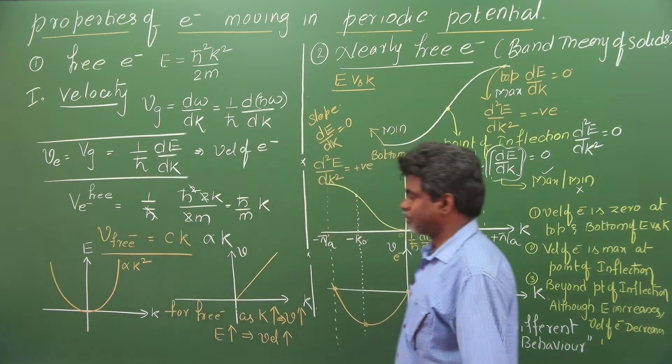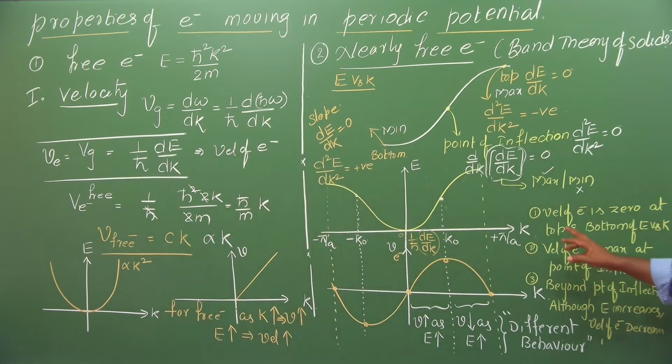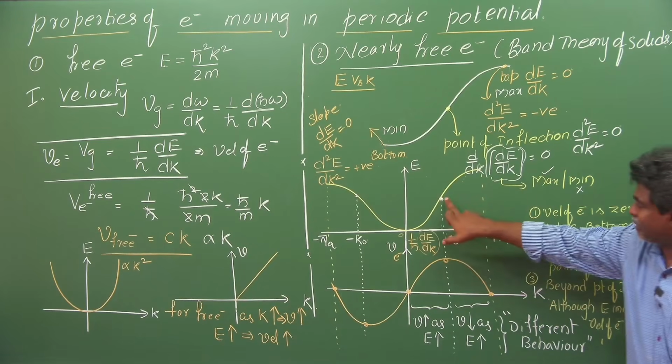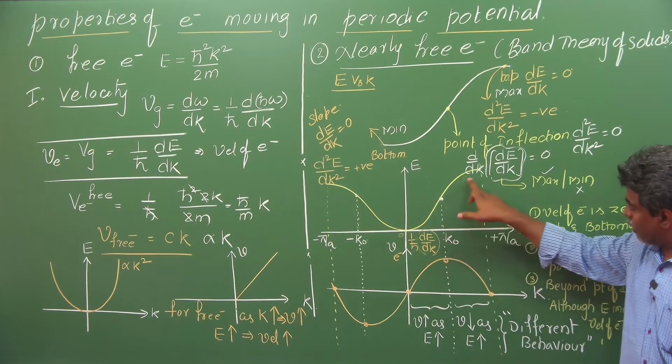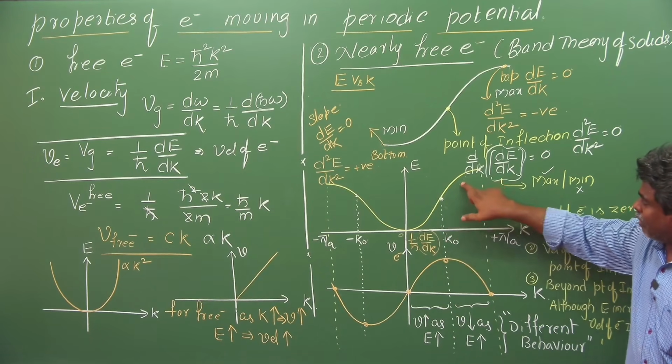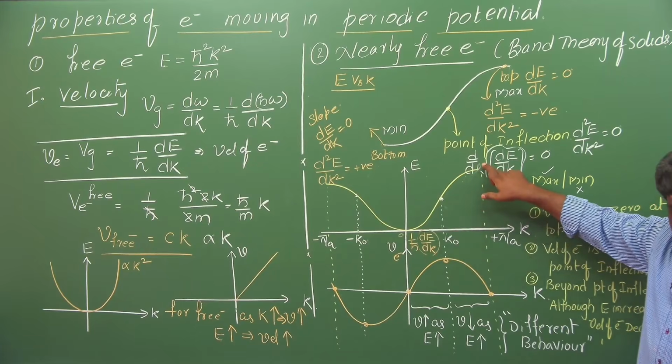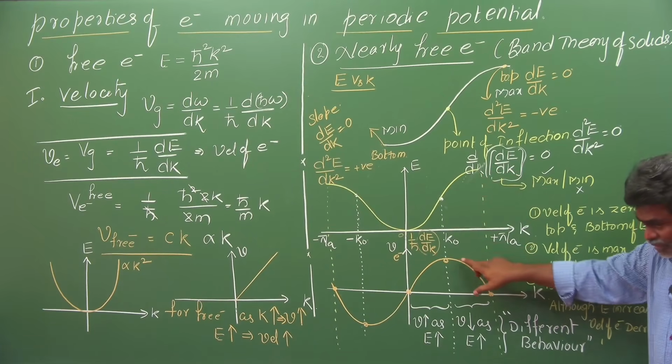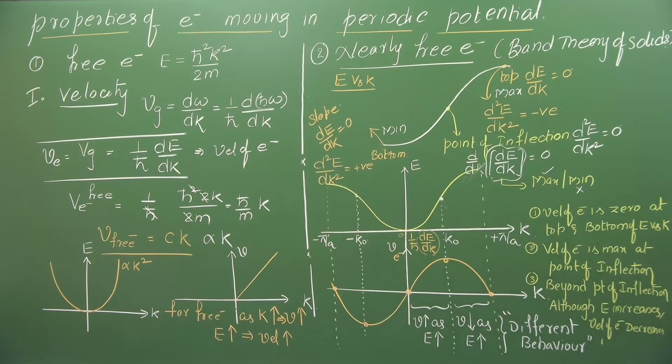Ready? So velocity of the electron is 0 at the top and bottom of this energy versus k graph, okay, and velocity of the electron is a maximum at the point of inflection, and beyond the point of inflection, although your energy is increasing, the velocity is decreasing. Please write properly.